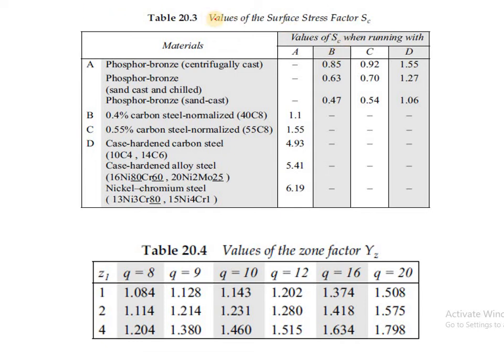Now talking about surface stress factor, that is SC, SC1 and SC2. Again, materials are given over here. Materials of worm and worm wheel we are knowing, and based on those materials, we have to select the subsequent value.